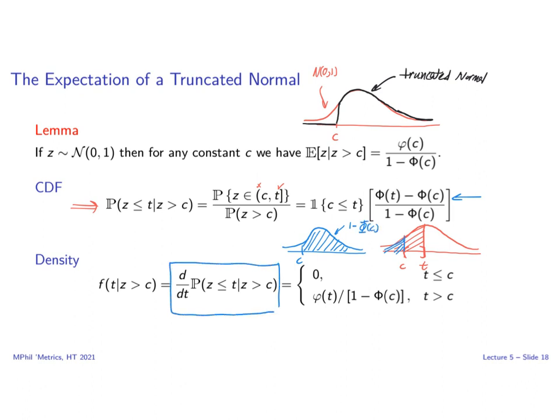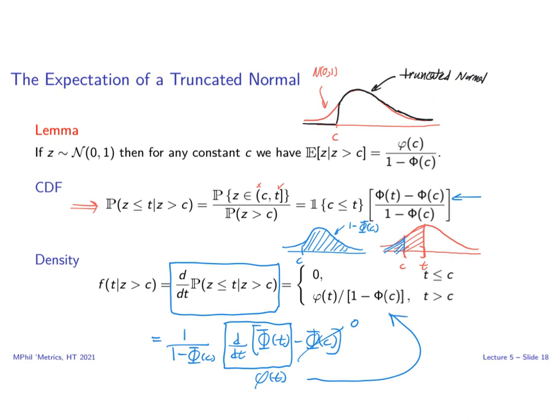Using the CDF, we can now calculate the density of this truncated normal random variable simply by differentiating with respect to t. We obtain the following. As long as t is greater than c, we have little phi of t divided by the quantity 1 minus big phi of c. And when t is less than or equal to c, the result is 0.